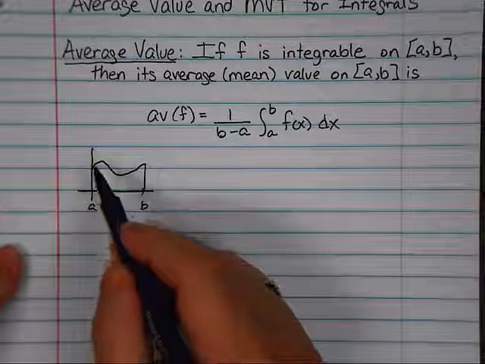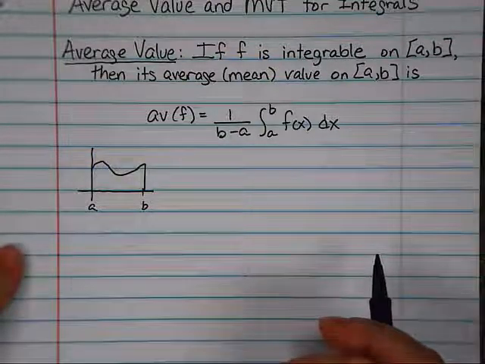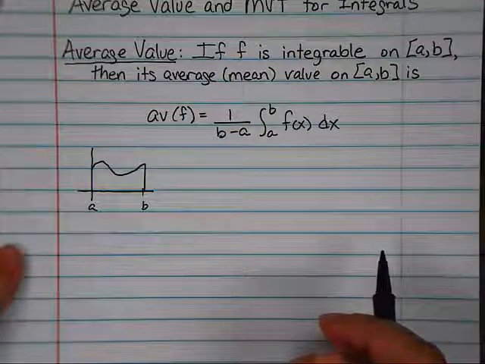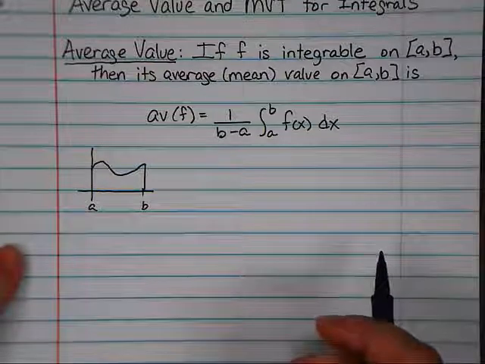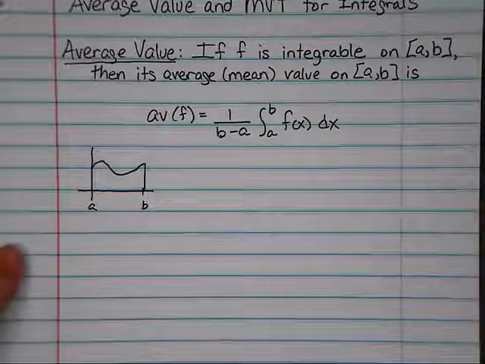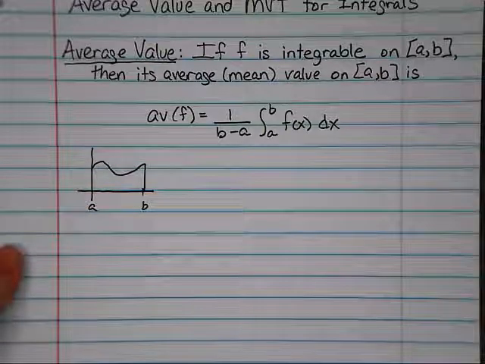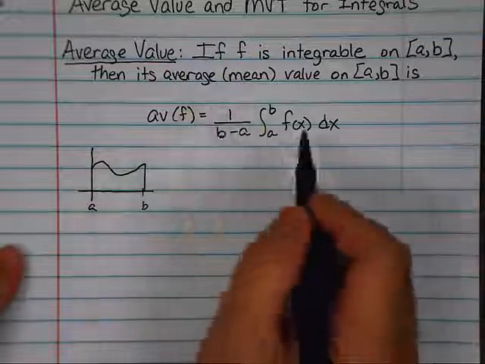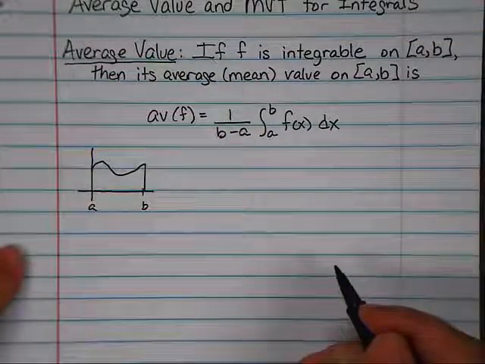How many y values are there between a and b on my curve? Infinite. An infinite number. And how do you average things together? Add them up and divide by how many there are. Can I average an infinite number of values? In reality, no. But with calculus, I can. So what you're calculating here is the average of all of the y values between a and b.